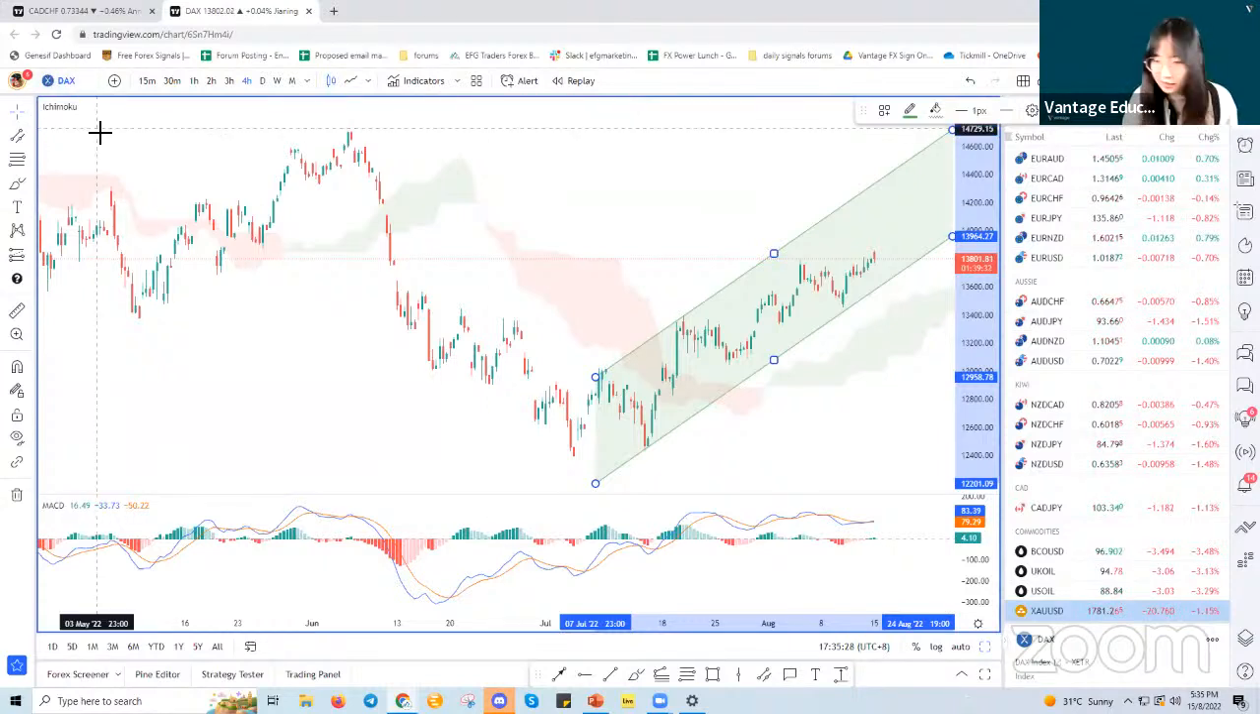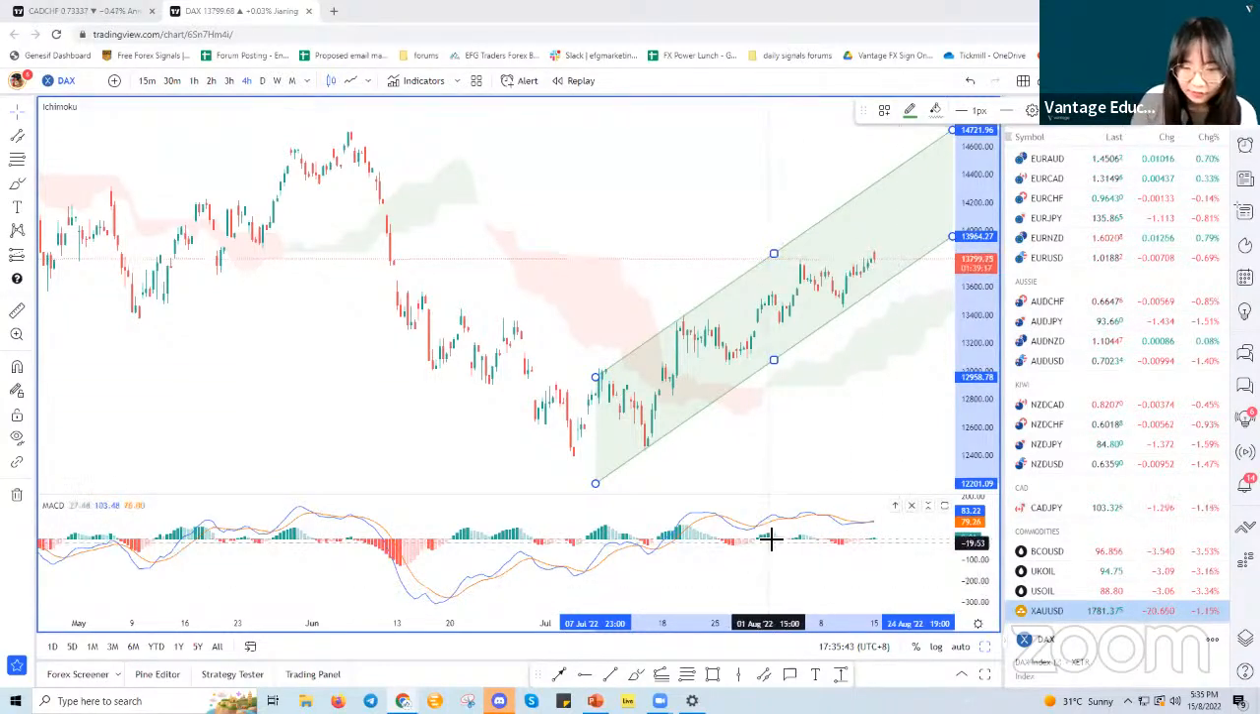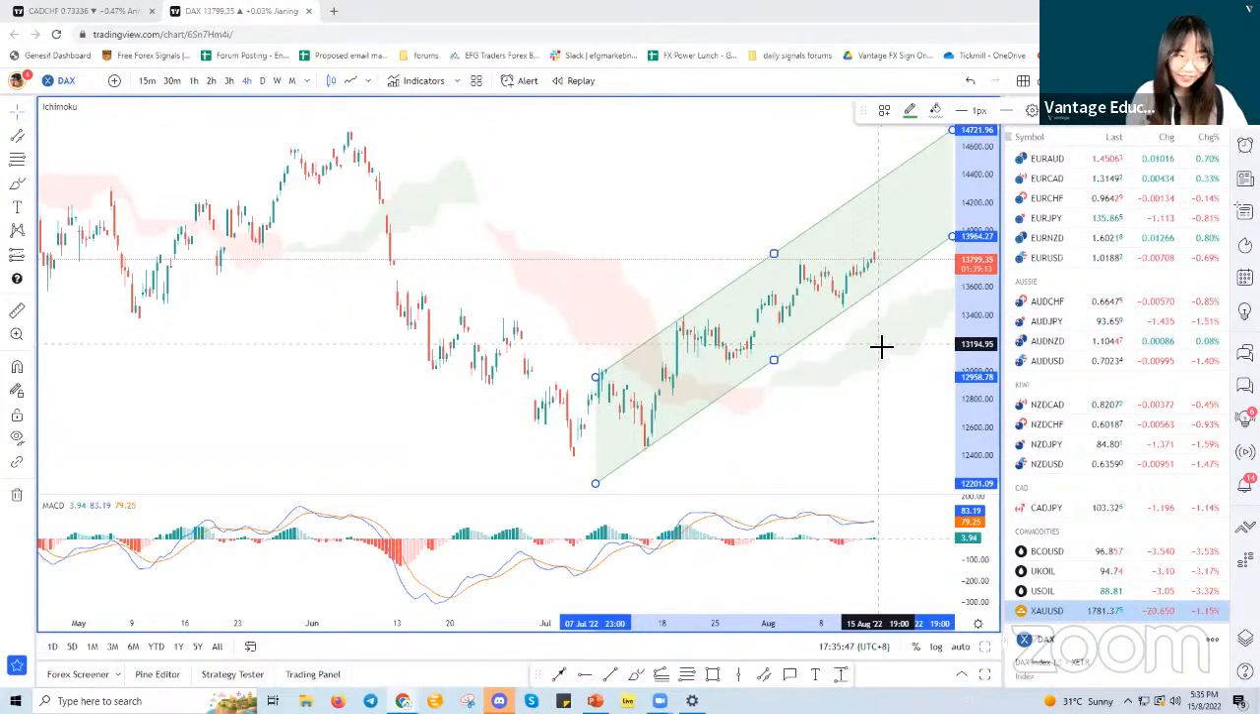Now we are looking at the DAX. What pairs are you trading? You mean for myself or for our current analysis? Okay, I'll wait for your answer, and then we continue to our DAX analysis.